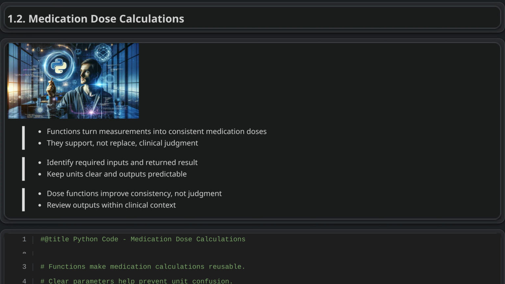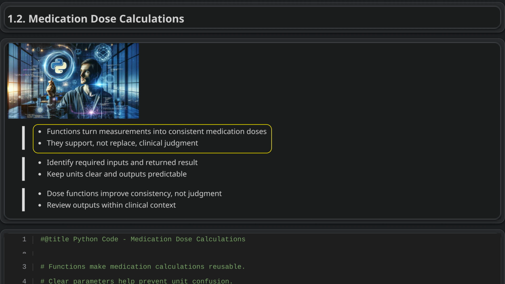Medication dose calculations. Reusable functions make medication dose calculations more consistent and efficient by using inputs such as weight, age, and kidney function to produce a dose. In Python, placing this logic in functions reduces repeated manual work and makes the calculation easier to read and check. These functions support but do not replace clinical judgment because safe dosing still depends on accurate inputs and clear assumptions.